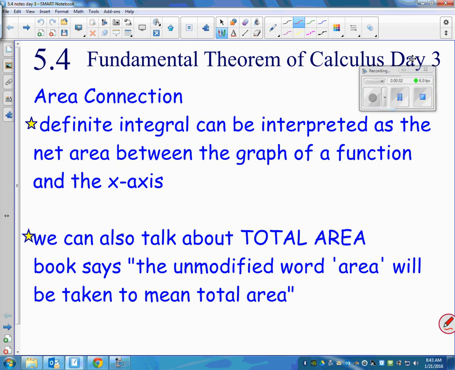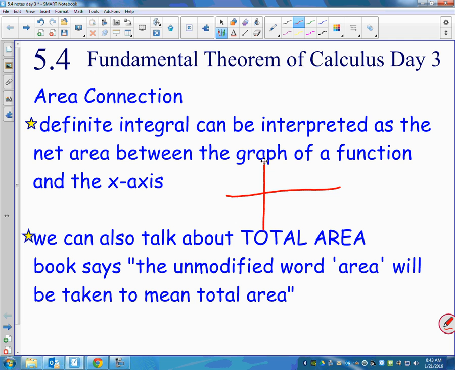We've already talked a lot about the idea that integral means area under the curve. That's where we started with integrals. And so, just talking a little bit more, the definite integral can be interpreted as the net area, right? And we had one of those on our quiz.